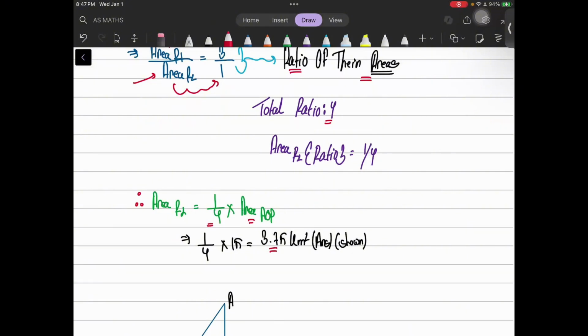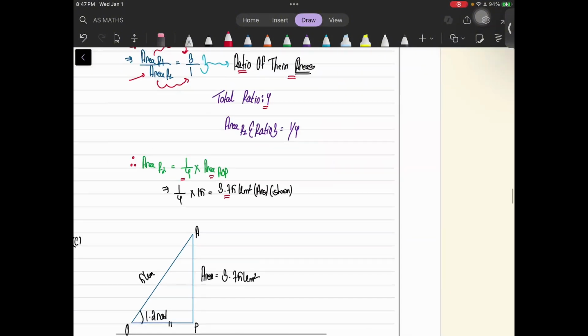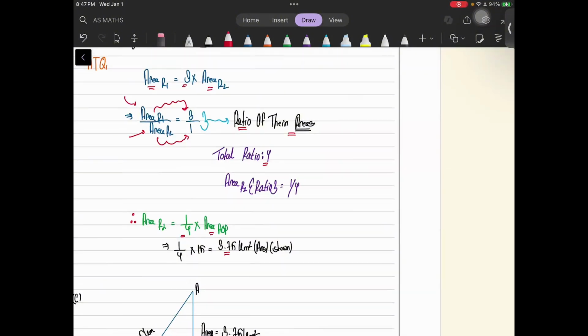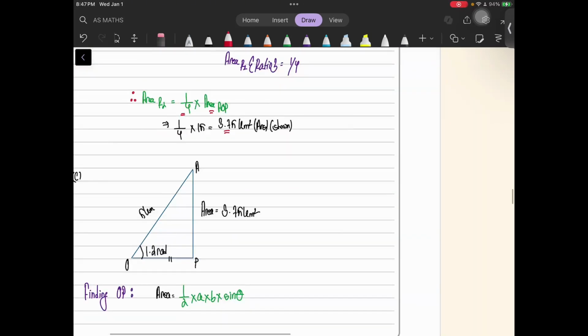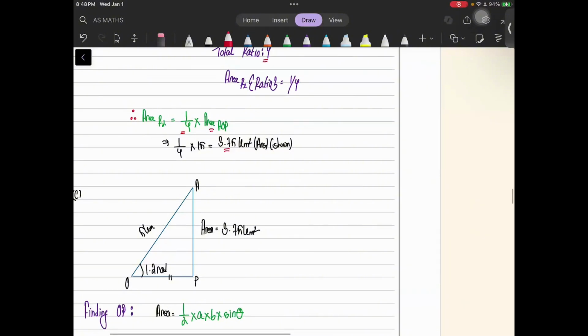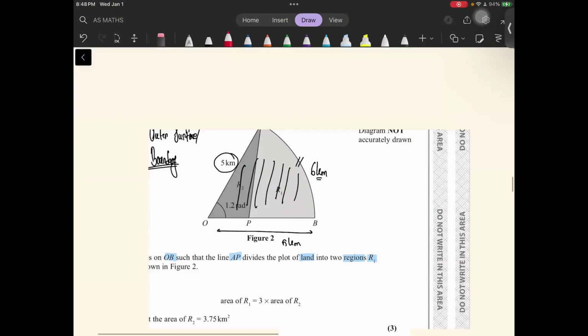Yeah, this was a kind of tricky one. First of all, you have to find the proportion that each of those areas represents, and then use that proportion and multiply it with the entire value to find the value that the proportion represents. Now you have the area of R2, right?